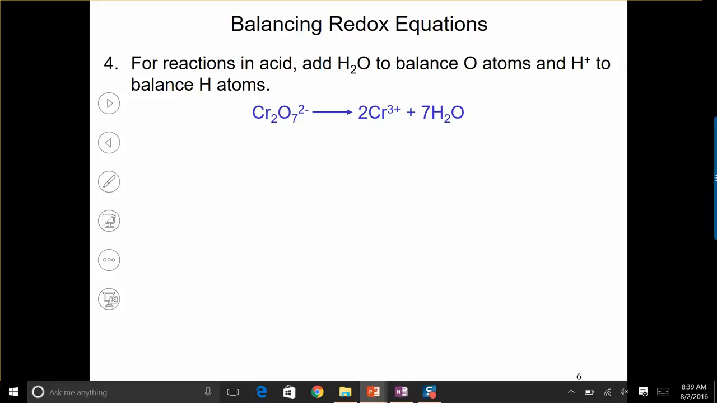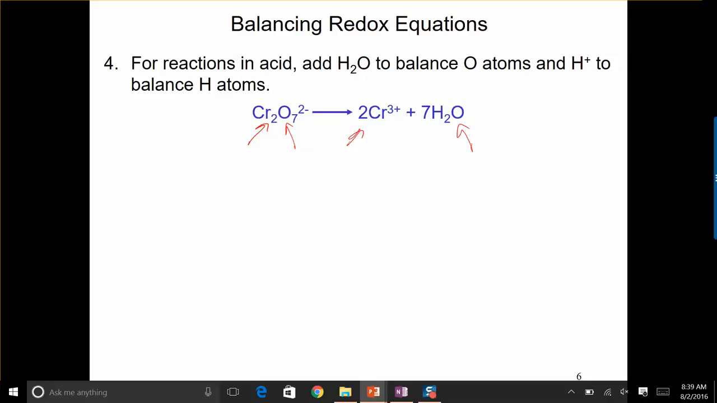So do you see how I balance the chromiums though also? So that's one of the first steps. I have two chromiums here, I have two chromiums here. They're balanced, okay? But I have 7 oxygens. I didn't have 7 oxygens before, so to balance those 7 oxygens, I add 7 waters. That's not hard. You just add the number of waters as oxygens that you have and you'll balance it, right?